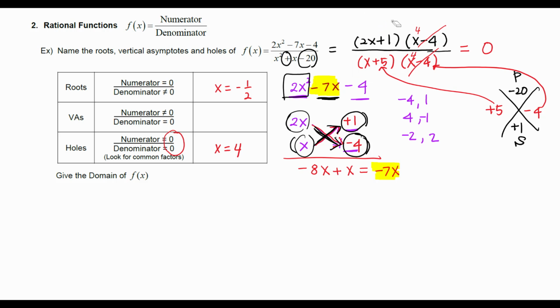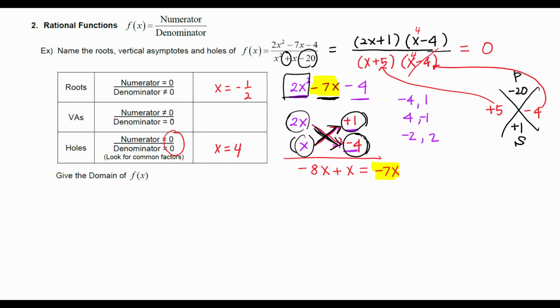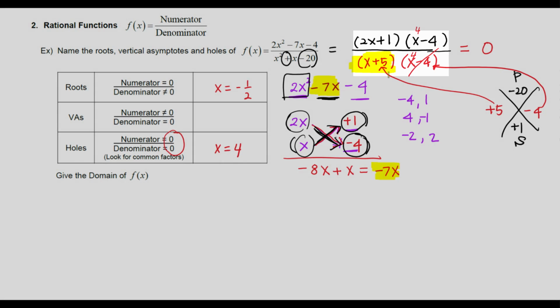And let's find the vertical asymptote now. The vertical asymptote occurs when numerator is not equal to 0, but the denominator is equal to 0. So you can see if x was equal to negative 5, your denominator becomes 0, but numerator will not be equal to 0.